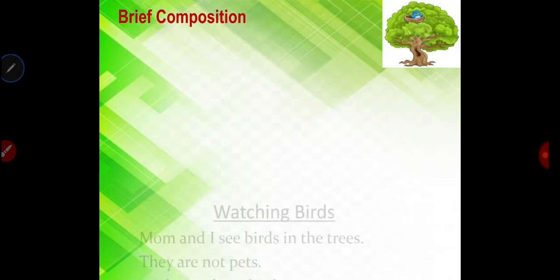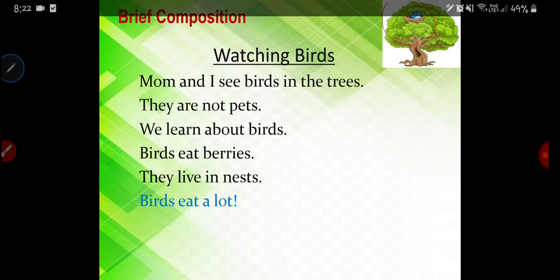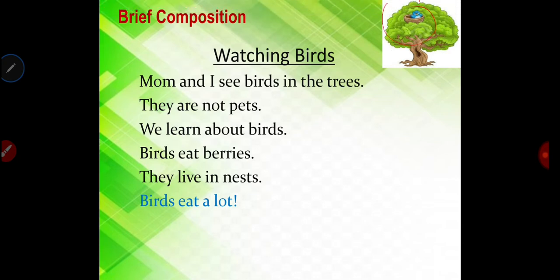Now, I have here an example of a brief composition. Okay, so the title of this composition is about watching birds. So I am talking about birds. So my focus is just on birds. Okay? All right, let's start. Watching birds. Mom and I see birds in the trees. They are not pets. We learn about birds. Birds eat berries. They live in nests.